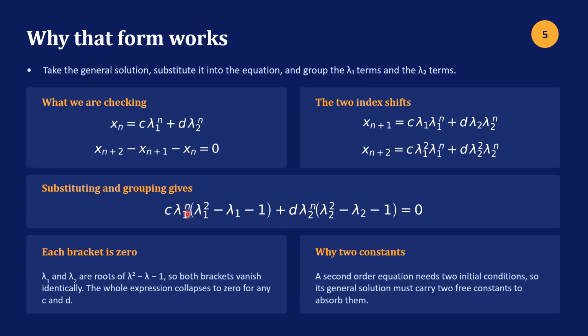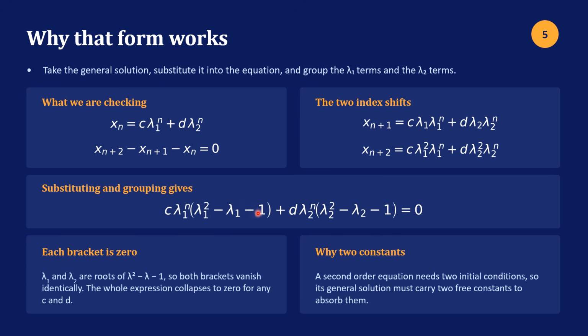And you notice that the lambda sub 1 to the n is in the first term in all three of these, so that gets factored out. The same thing for lambda sub 2 to the n, that's in the second term in all three of these. And so you get this here, and then this is our initial characteristic equation, and we solve this.